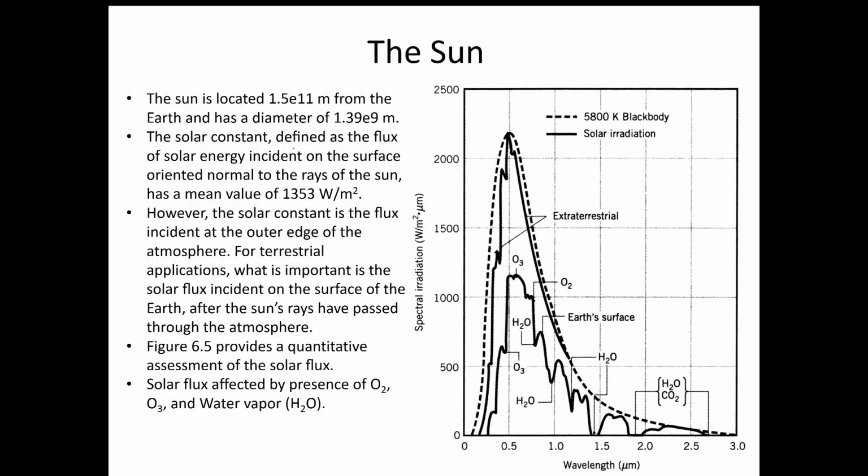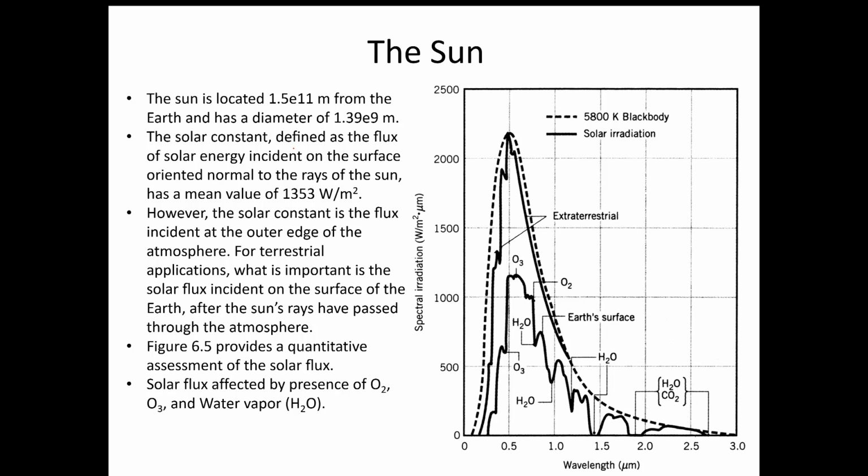So going back to look at some more specifics about the sun, we know that the sun is located a far distance, 1.5 times 10 to the 11 meters, from the Earth. And it also has a diameter of about 1.4 times 10 to the 9 meters. The solar constant is defined as the flux of solar energy incident on a surface oriented normal to the sun's rays, and it has a mean value of about 1353 watts per square meter.